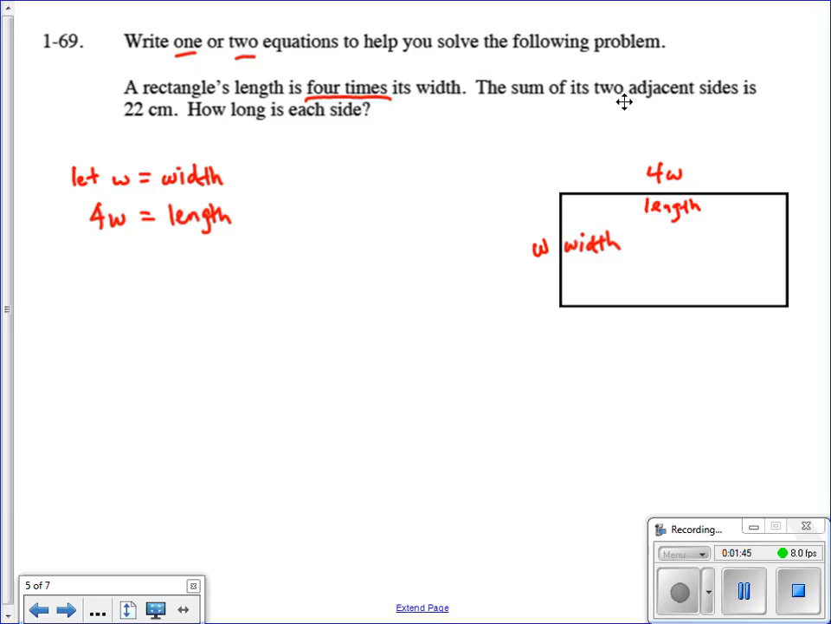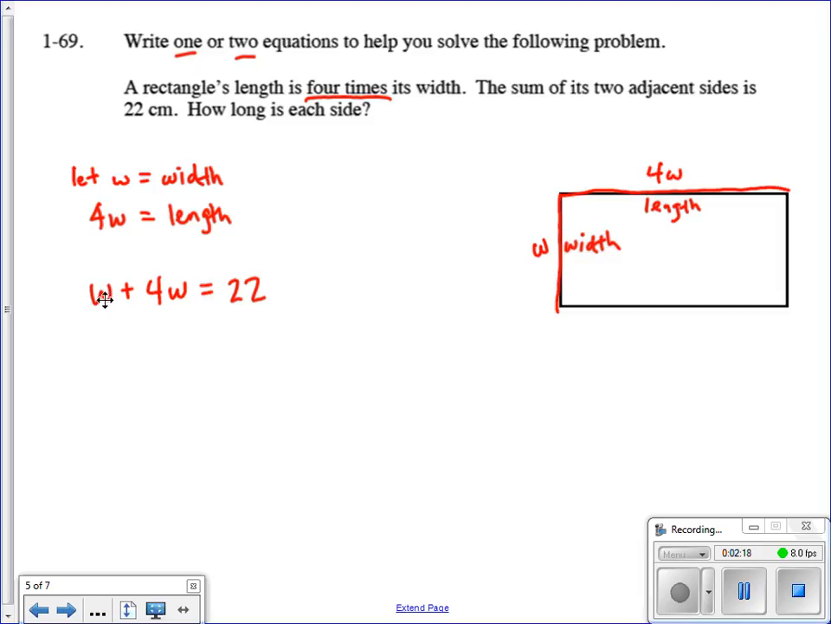The sum of its two adjacent sides, remember adjacent would be two sides that are touching each other here, is going to be 22 centimeters. So how long is each side? If I took this side here and added it to this side here, they're telling us it would be 22 centimeters. So let's look for our equation here. W plus 4W should equal 22 centimeters.